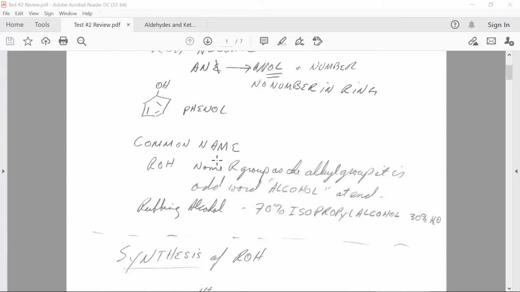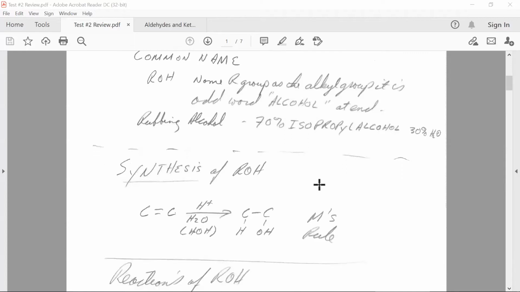Now, we talked about common names. Common names, I'll never ask you, here's the structure, what's the common name? But I'll ask you, here's the common name, draw the structure. Why? Because you'll be seeing those on things you buy and ingredients labels, and you should know how to do that. All right, for alcohol, name the R group the same as the alkyl group it is, like methyl, ethyl, isopropyl, or t-butyl, then add the word alcohol at the end. And just to show you, rubbing alcohol, if you look at the label, they have different strengths now, but for many years, they only had 70% isopropyl alcohol and 30% water.